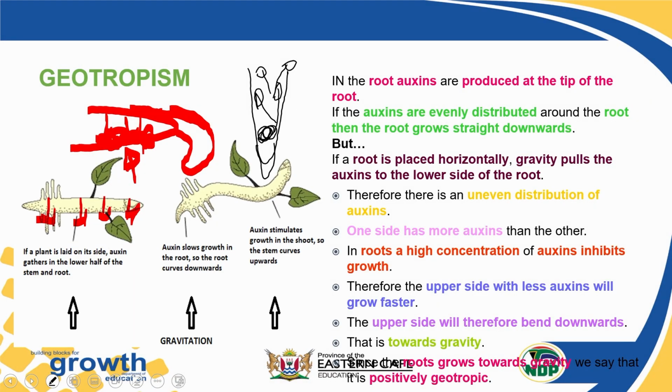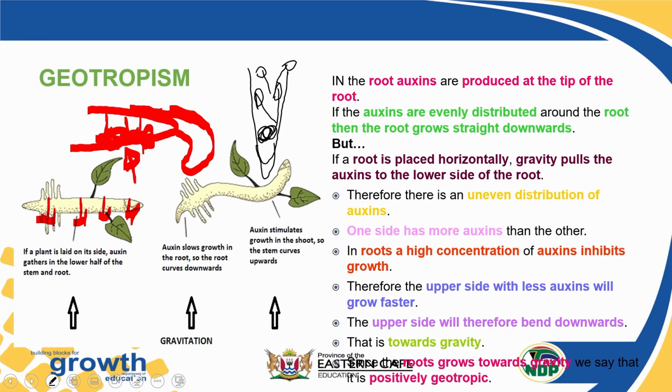Growth in roots. Once there is a high concentration of auxins in roots, they will inhibit growth. So there will be no growth on the lower side, but the root will still grow on the upper side. Because it is growing more on the upper side, it will cause a bending reaction, causing this root now to grow downwards.